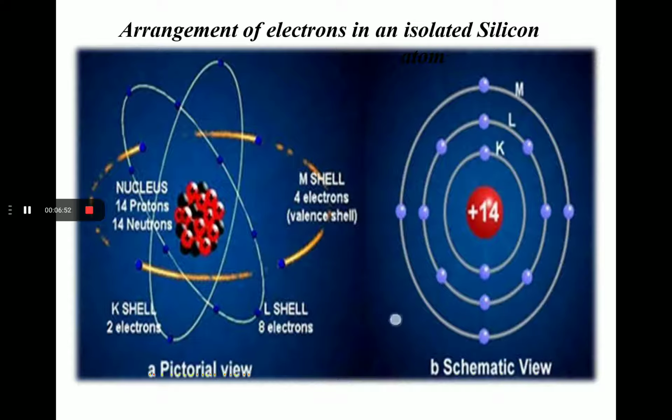Okay, here you can see this is a silicon atom. It's a semiconductor with atomic number 14. The first orbit has 2 electrons, and the second orbit has 8 electrons, following the 2n square electron distribution. The outermost shell will have the remaining 4 electrons.